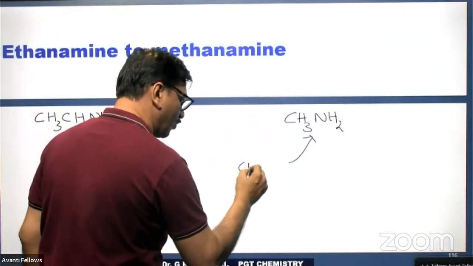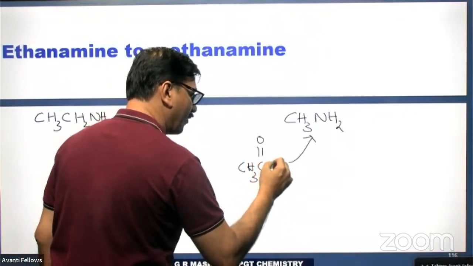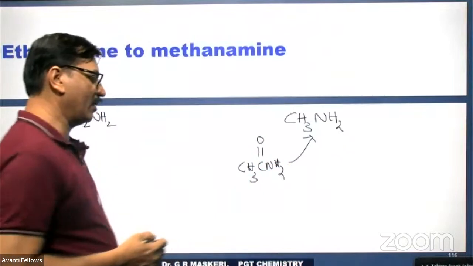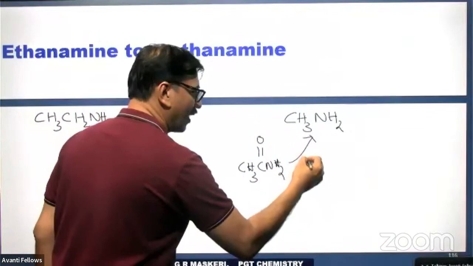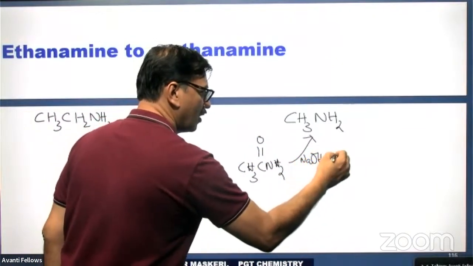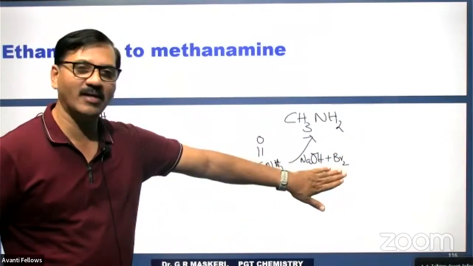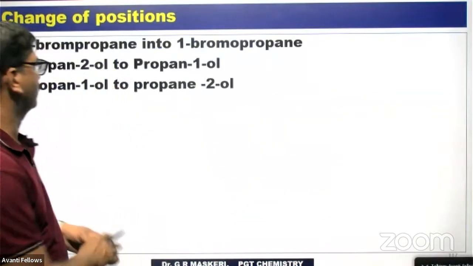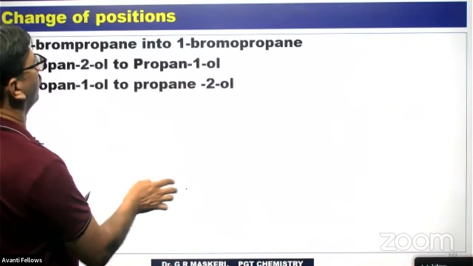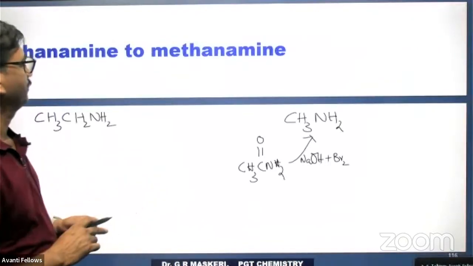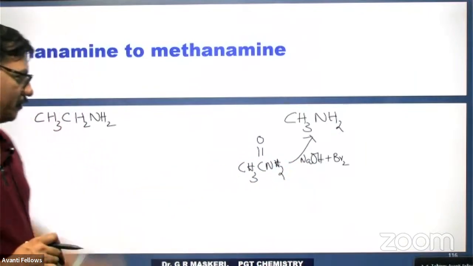If at all we have to use Hoffman's bromide degradation, then ethanamide we have to use, right? CH3CONH2 we have to use. And this CO is removed by NaOH Br2, correct? So with this reagent, NaOH Br2, Hoffman's bromide degradation takes place, right?